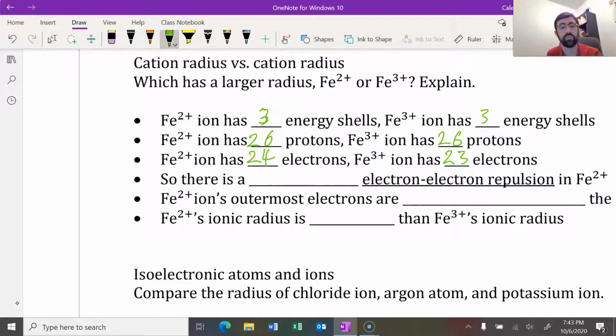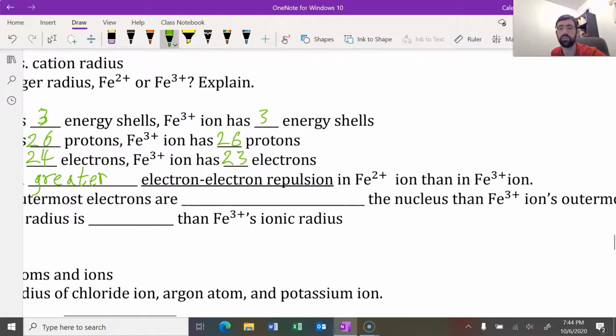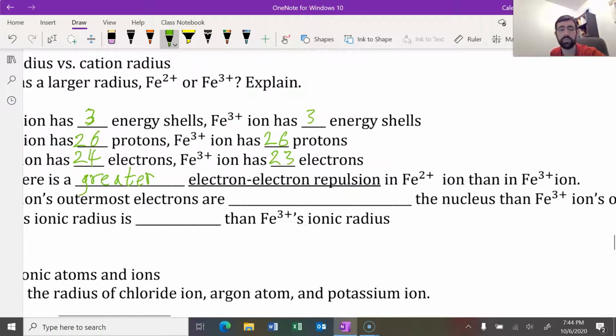Which one has more electron-electron repulsion? Fe2+ is going to have more electron-electron repulsion because it's got more electrons. And if there's nothing else different other than the number of electrons, if it's the same number of energy levels, same number of protons, the only thing that's different is electrons, that's when you talk about electron-electron repulsion. The one with more electrons has greater electron-electron repulsion. Fe2+ has a greater or stronger electron-electron repulsion than Fe3+.